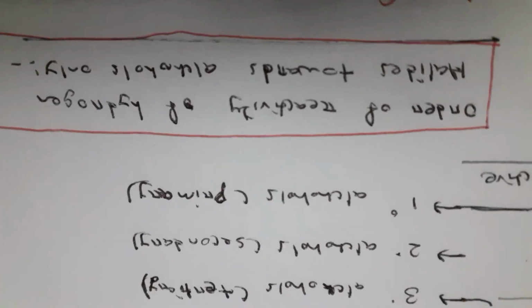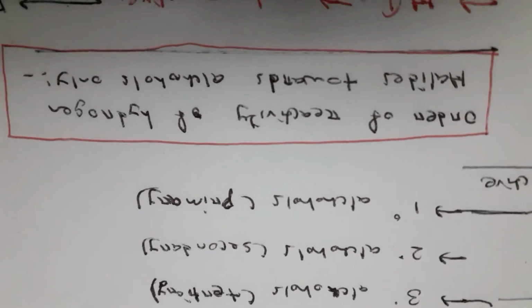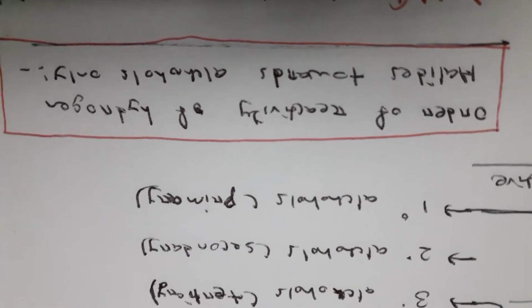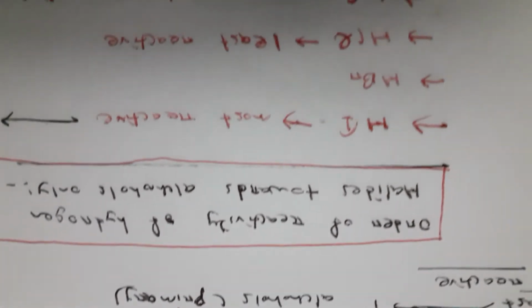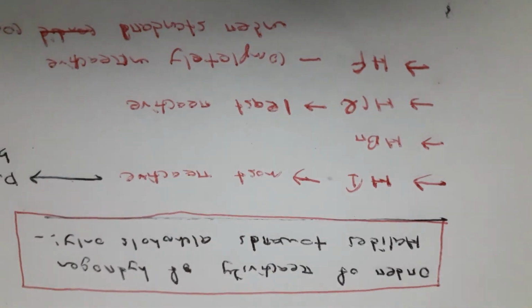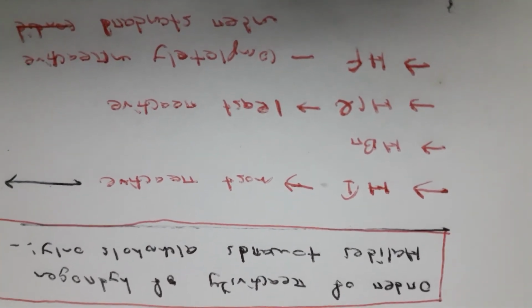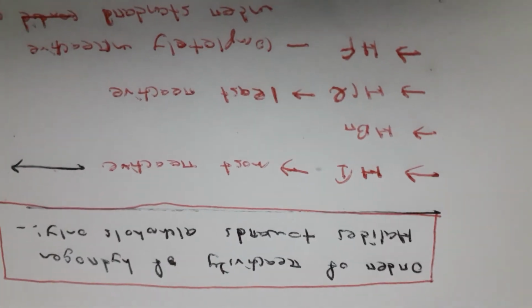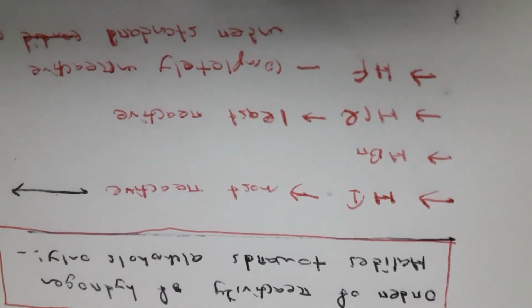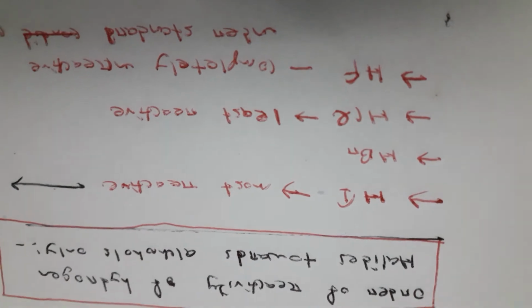We also need to know the order of reactivity of hydrogen halides towards alcohols only, and here is the order of reactivity. We can see that hydrogen iodide is the most reactive towards alcohols, which can be any alcohol, while hydrogen fluoride is completely unreactive and hydrogen chloride is the least reactive of them.